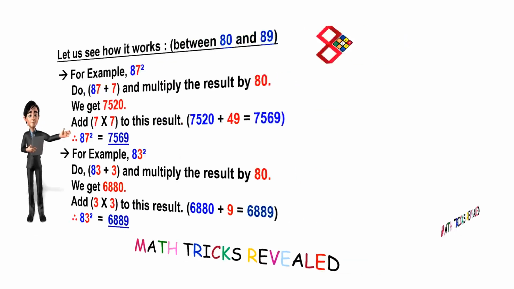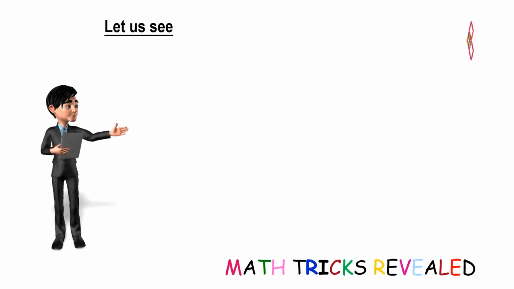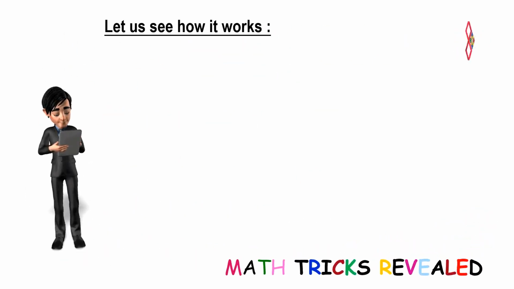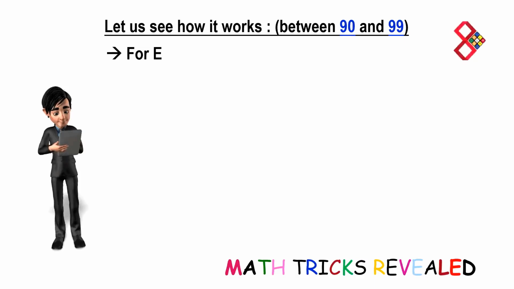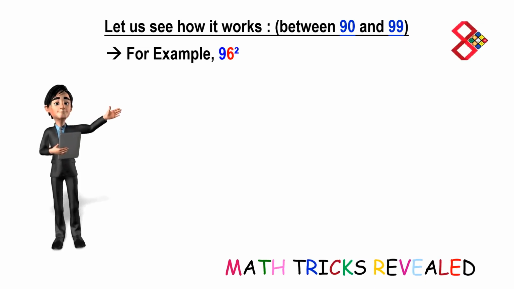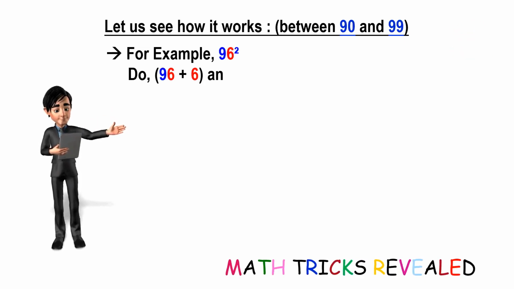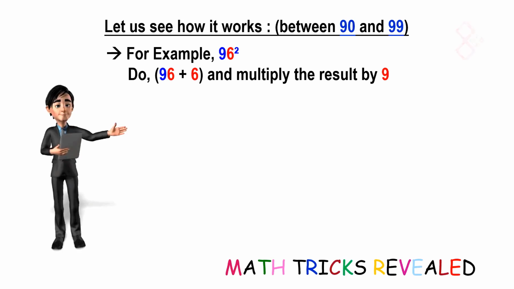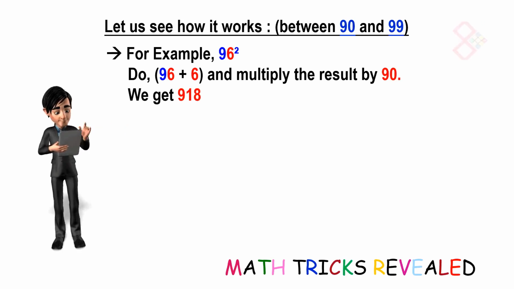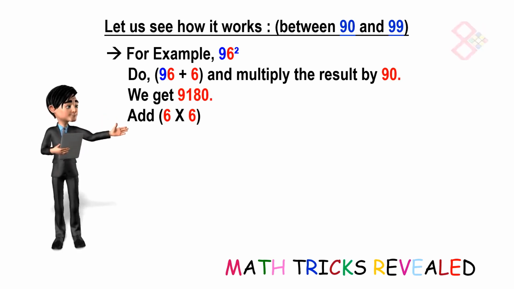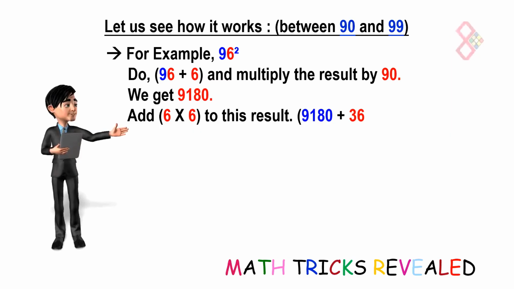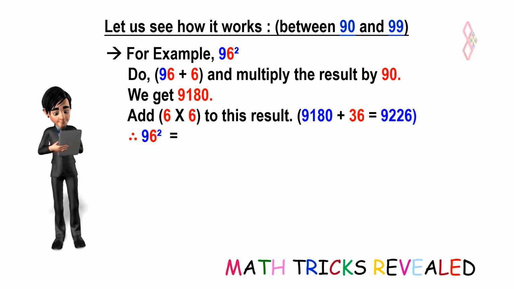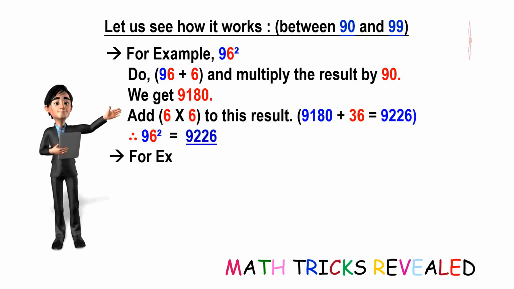Now let us see how to square numbers between 90 and 99. For example, we take 96 squared, add 6 to 96 and multiply the result by 90. We get 9180. Add 6 times 6 to this result. We get 9216. 96 squared is equal to 9216.